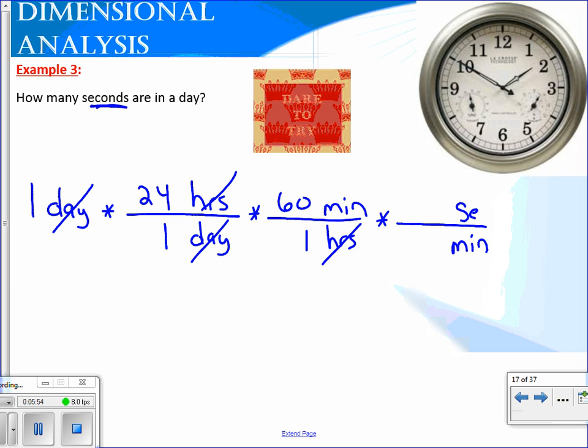We're going to go to seconds. And 1 minute equals 60 seconds. So you cross that out. Then you're going to multiply 1 times 24 times 60 times 60. Get that answer, and it's 86,400 divided by 1. And so this is what you get, 86,400 seconds in a day. This is exactly how many seconds are in a day.